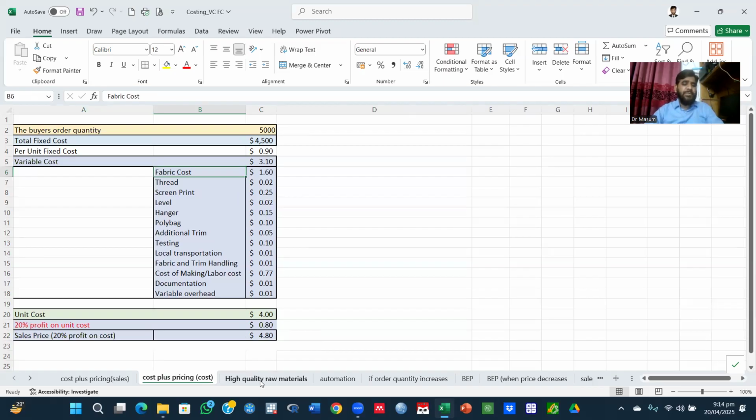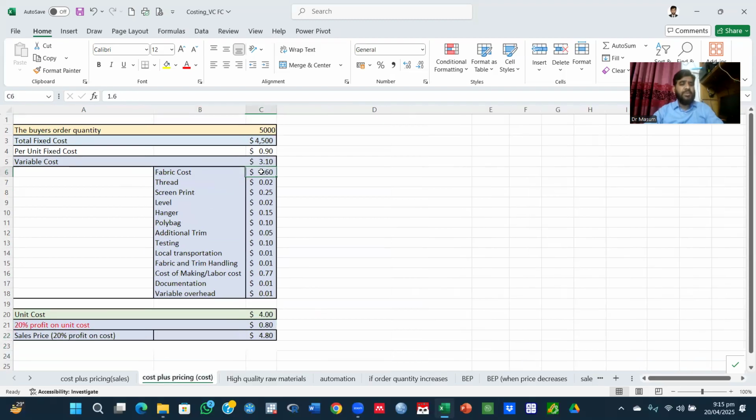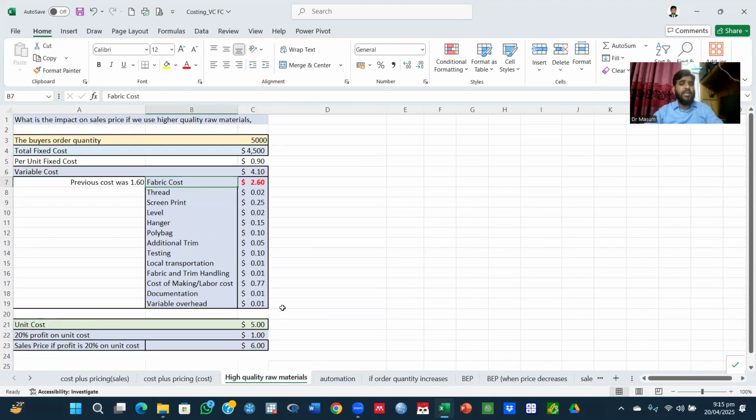And say, for example, when you are thinking of high quality raw materials, such as fabric, the previous fabric price was $1.6. Now you are thinking of a higher price, $2.6. So you cannot sell at your previous $5 or $4.8. You have to add an additional $1 because it was $1.6 and now it is $2.6. The rules are the same. The profit calculation system is the same.